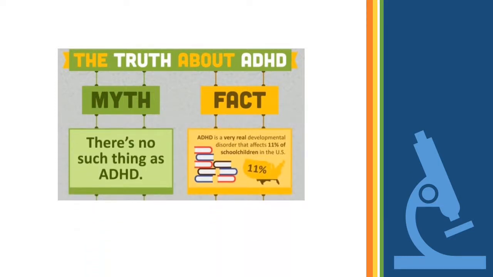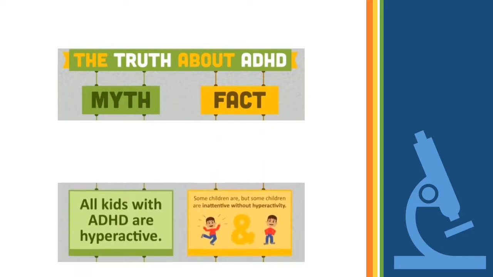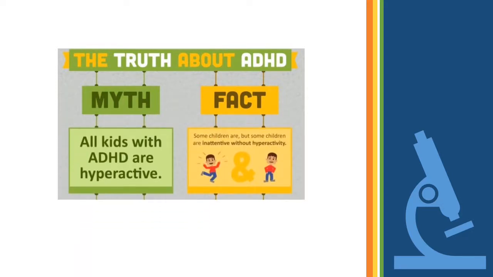First myth, there is no such thing as ADHD. Fact, ADHD is a very real developmental disorder that affects 11% of school children in the US. Myth, all kids with ADHD are hyperactive. Fact, some children are, but some children are inattentive without hyperactivity. Here covers the types of ADHD.